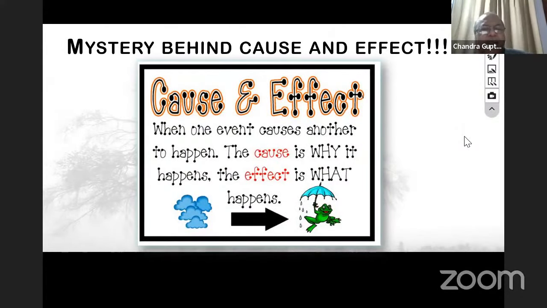Mystery behind cause and effect. When one event causes another to happen, the cause is why it happens, and the effect is what happens.